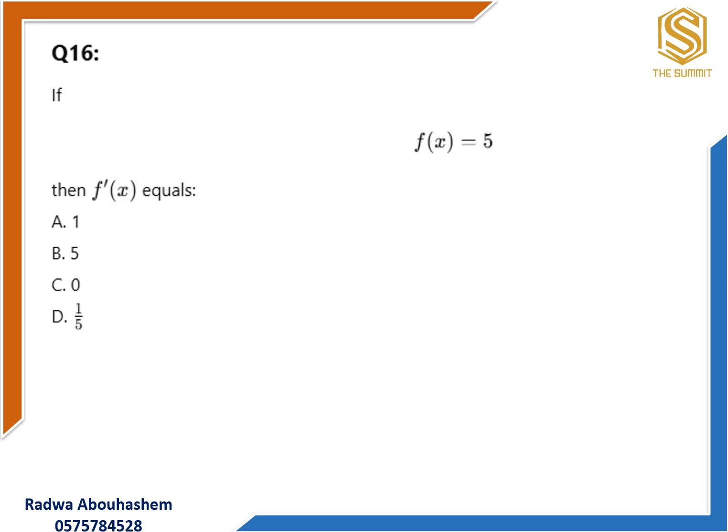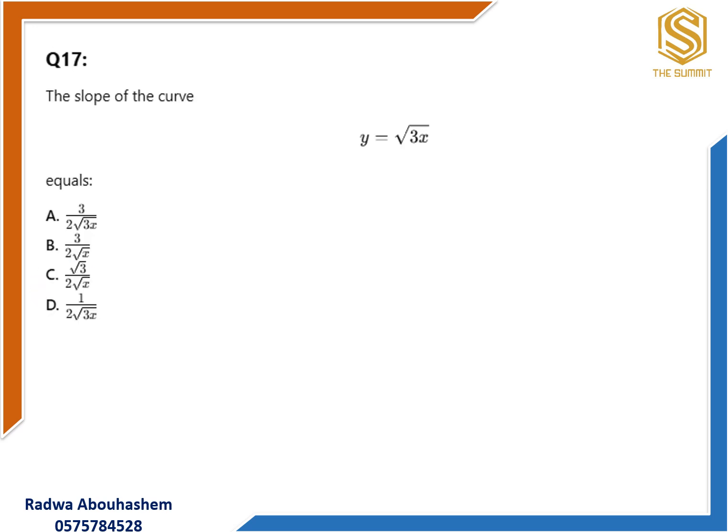Okay, here, what is the derivative for a function of x equal 5? This is a constant function, just a number, so it's just 0. Now, the slope of the curve, y equal root 3x. Slope of the curve, this means I'm asking you to take what? To take the derivative. So let's take the derivative. Remember the rule for the square root? Take the derivative for whatever inside the root here. So it would be just 3, 2 multiplied by the function. So 3 over 2 root 3x.